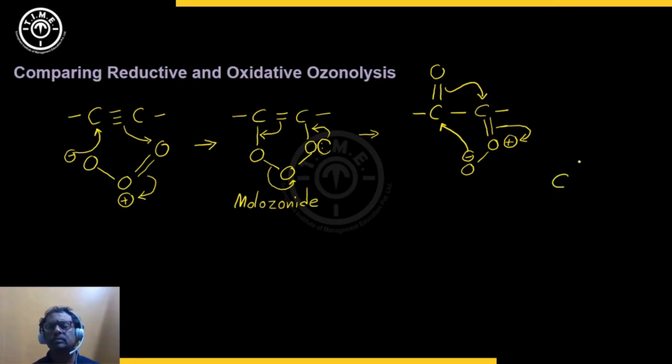The C with an O on top, with a C here, and this O, another O there, and the carbon, and one bond here, and there is one single bond between the carbons. So this is what we get. This is the stable ozonide.